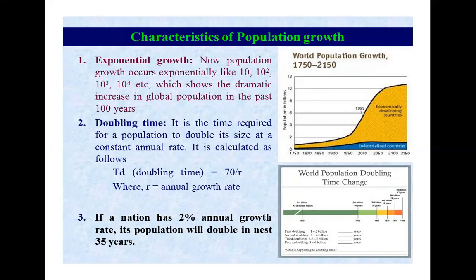Doubling time. Doubling time is the time required for a population to double its size at a constant annual rate. It is calculated as follows. TD, that is doubling time, is equal to 70 by R, where R is equal to annual growth rate. If a nation has 2% annual growth rate, its population will double in the next 35 years.